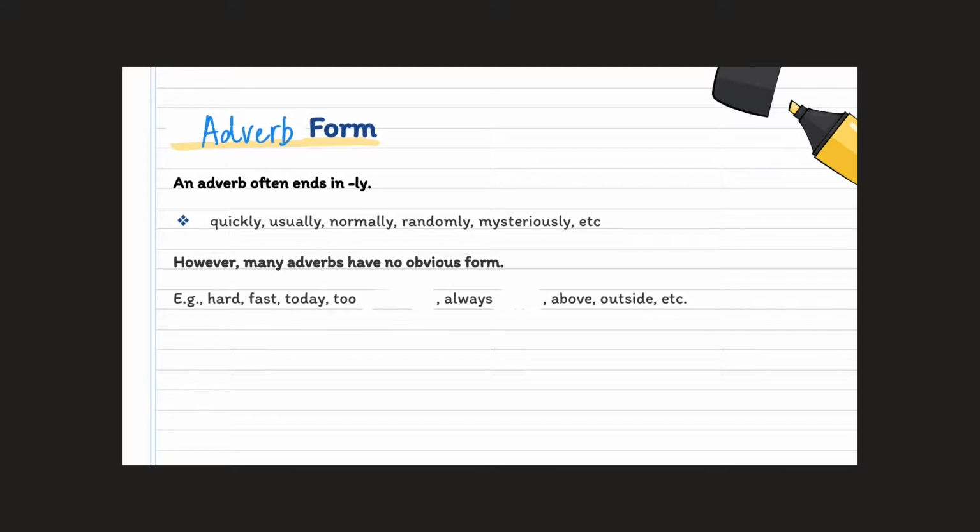So you have to think of what it does in a sentence. Does it modify a verb? Does it modify an adjective? Does it modify another adverb? Or does it modify a noun?